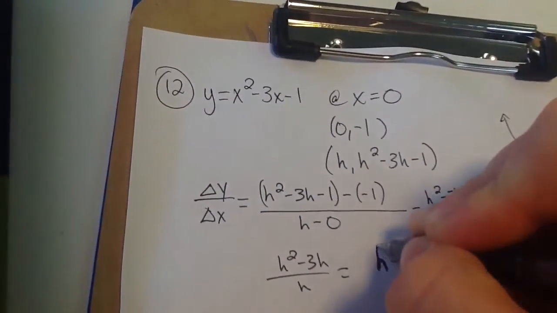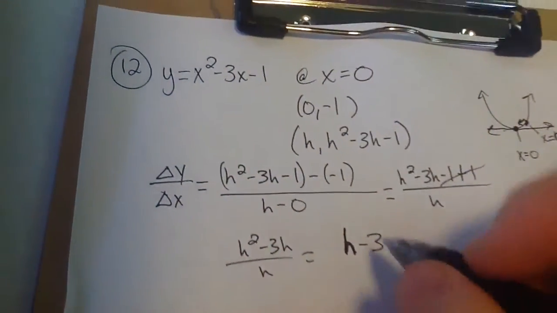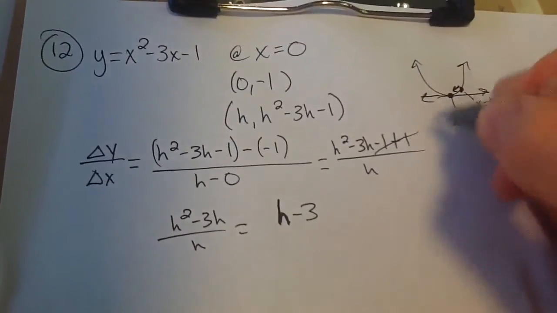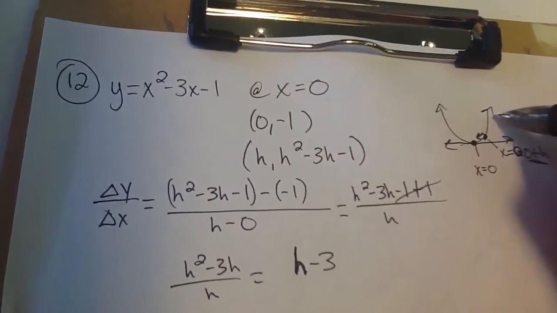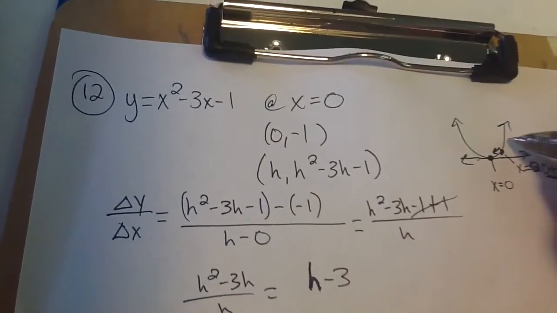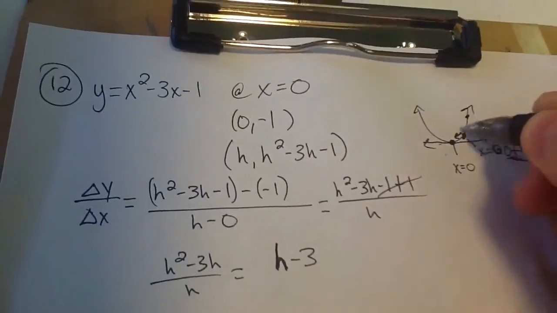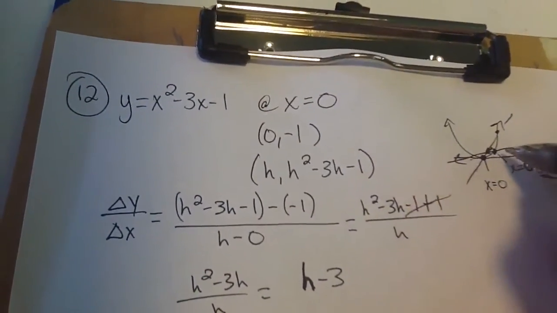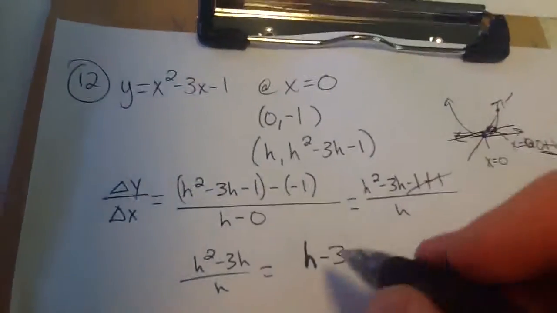That's the slope between those 2 points. If I drew a line between those 2 points, that's the slope. It's h minus 3. So if h is big, if this point's way over here, my slope will be bigger. Makes sense. Then if I move the point closer down here, my slope is smaller. If I move the point a little closer, my slope gets smaller.